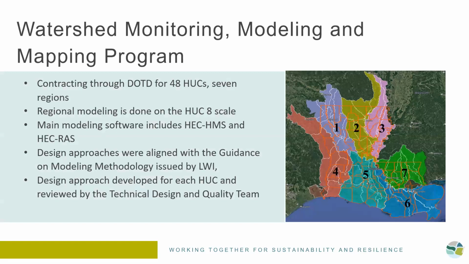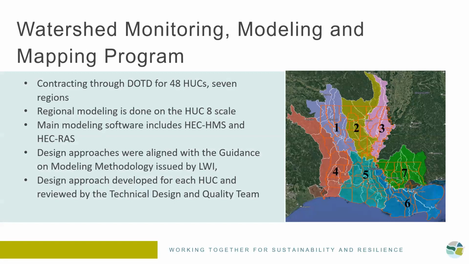So at DOTD, we're contracting 7 different regions. You're in Region 5 on the modeling. As you know, we now have, I think, 9 watershed coalitions, so the coalition map is a little bit different. We're doing all the modeling on a HUC-8 scale.